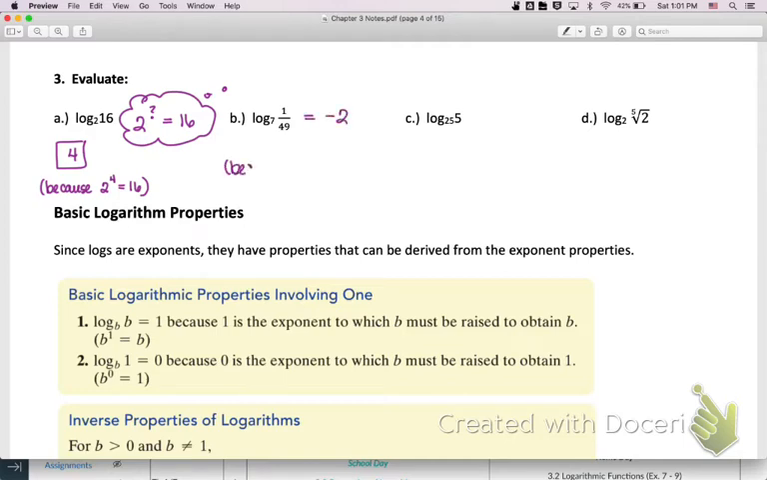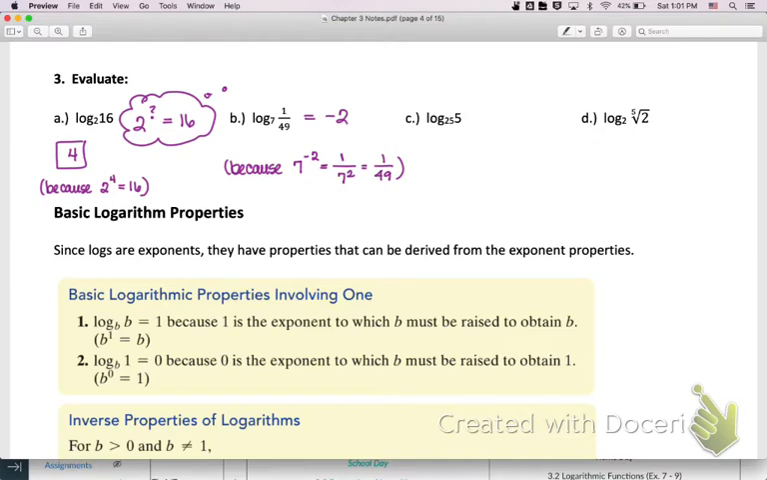And again, why? That's going to be because 7 to the negative 2 is 1 over 7 squared, which is 1 over 49. That's kind of how you need to be thinking this through, okay? So when you see a fraction like that, you know you're going to need a negative exponent.